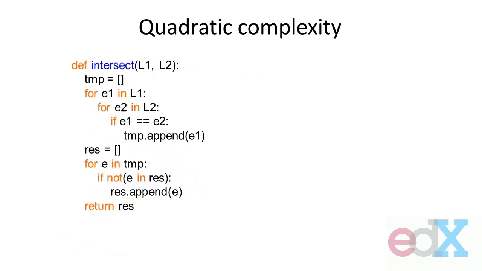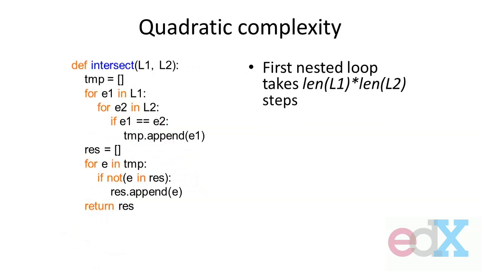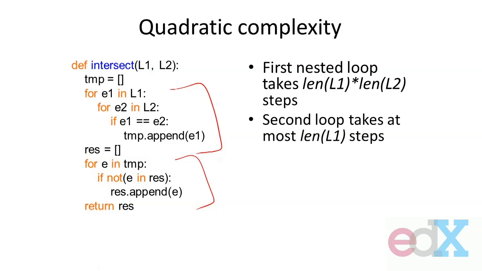Again, what's the complexity here? Well, to see this, we can note that this first nested loop up here is very similar to what we saw before. It's going to take the product of the length of L1 and the length of L2 number of steps. And in fact, it's going to do exactly that because I go through L2 in full each time around. What about this loop? There's a second loop there. I have to think about that. Well, that second loop takes at most the length of L1 number of steps because I'm simply going through that list once.